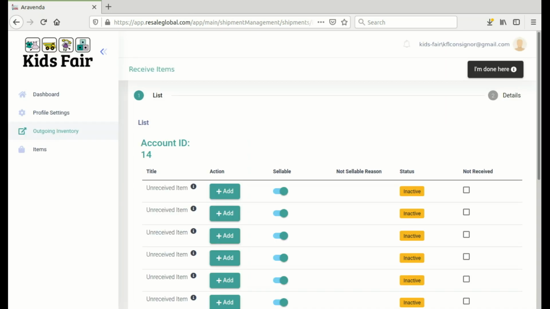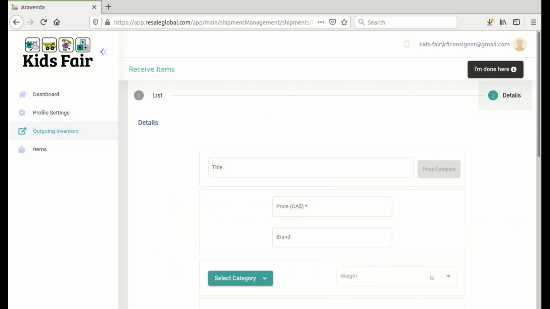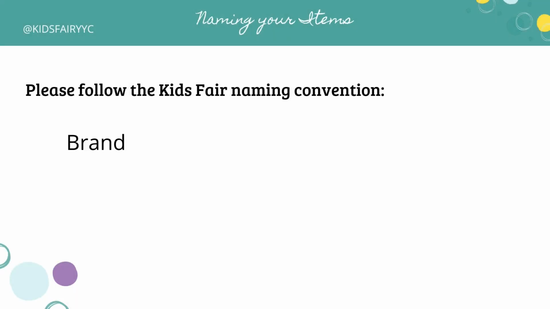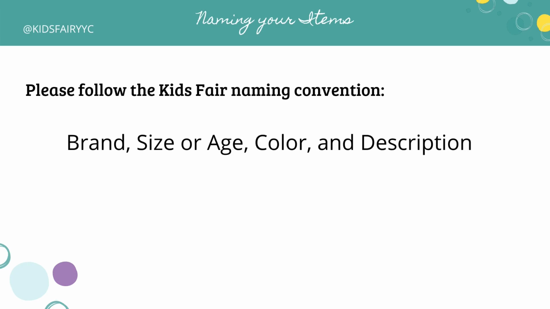Pressing Add on the first line will open an entry window that will allow you to enter your first item. Kids Fair recommends naming items in the following order: brand, size or age, color, description. Not all items may fit this convention. Use your own judgment on whether a part of the naming convention is irrelevant to an item. For example, the color of a board game is probably not useful to a potential buyer.